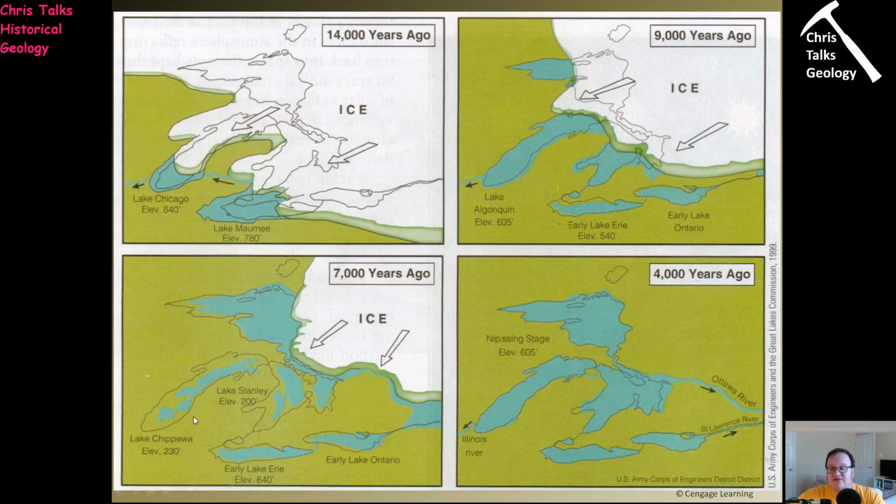And then around 4,000 years ago, we're going to see the lakes are now fully established. And we're going to see that once the lakes are full enough, water is going to start exiting them in the form of the St. Lawrence River and the Ottawa River. So the Great Lakes are a perfect example of these proglacial lakes. They're a wonderful example of it.